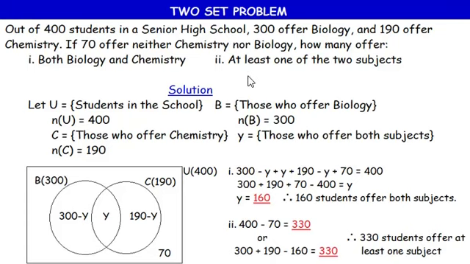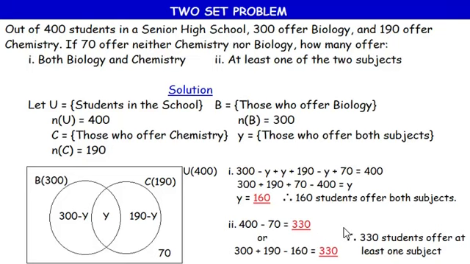Now it is the same as if you are asked to find how many offer either biology or chemistry. It is the same thing, right? Good. Now, alternatively, you can just decide to subtract the neither from the universal set, and that will still give you the number of students who offer at least one of the two subjects, right? So we can also have 400 minus the 70, because the 70 offer neither of the two subjects, right? So you have 400 minus 70, and that is going to give us 330, right? So it is the same thing.